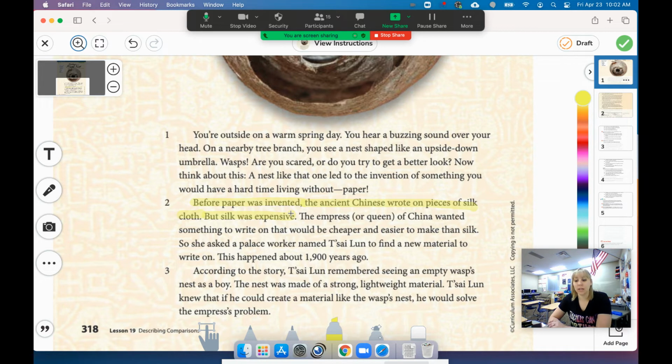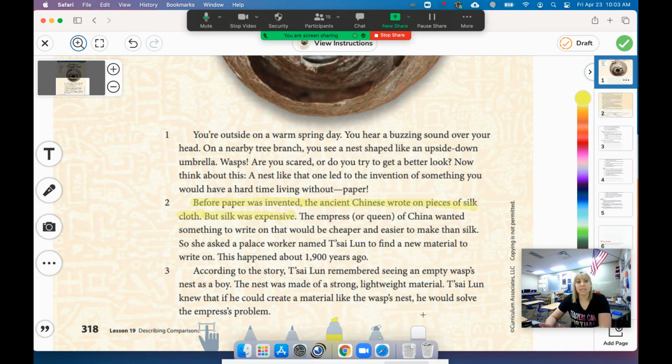The empress or queen of China wanted something to write on that would be cheaper and easier to make than silk. So she asked a palace worker named Tai Lun to find a new material to write on. This happened about 1,900 years ago. According to the story, Tai Lun remembered seeing an empty wasp nest as a boy. The nest was made of a strong, lightweight material. Tai Lun knew that if he could create a material like the wasp nest, he would solve the empress's problem.